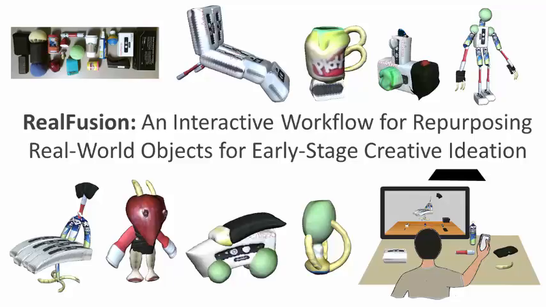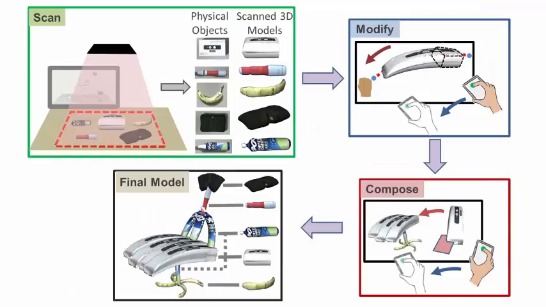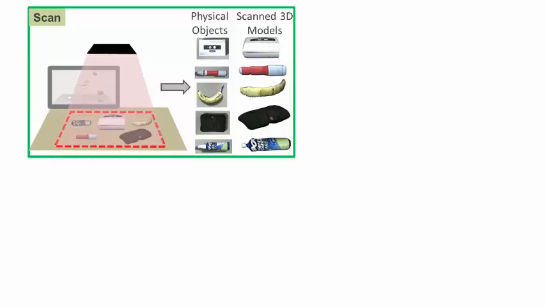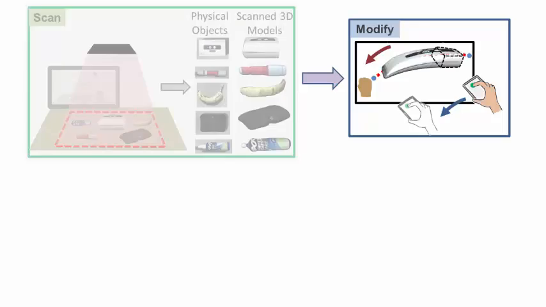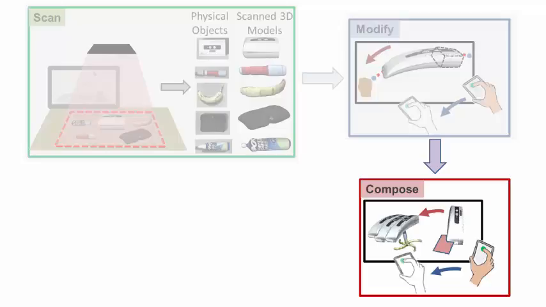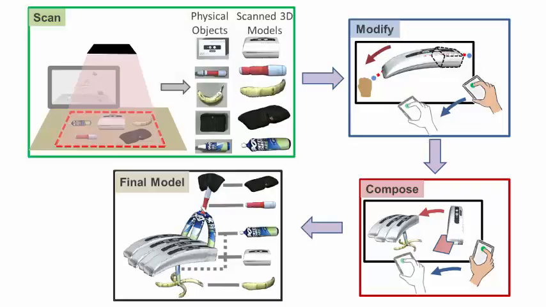We present RealFusion, an early-stage design ideation workflow that supports free-form construction of course design ideas in a digital 3D medium. RealFusion consists of three interactive states. In the first state, users can repurpose physical objects as virtual design components through a fast 3D scanning system. Using mid-air interactions, they can then modify the components to explore different forms and spatially configure the components to create 3D models that reflect preliminary design ideas.